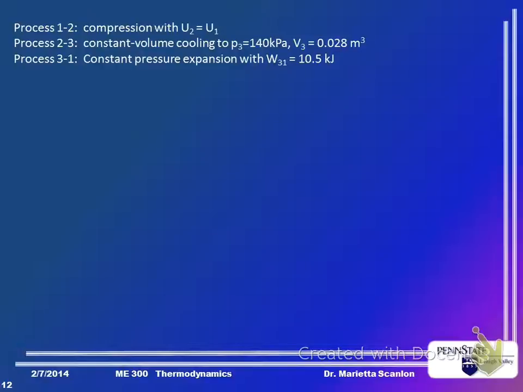So the way you start is fill in what's given. So what do we know? What can we start filling in here? We have the pressure at state 1 and 2 is 140 kilopascals, and the volume for state 2 and 3 are both 0.028. Wait, this is 3 and 1, right? Volume is 0.028 cubic meters at state 2 and 3.